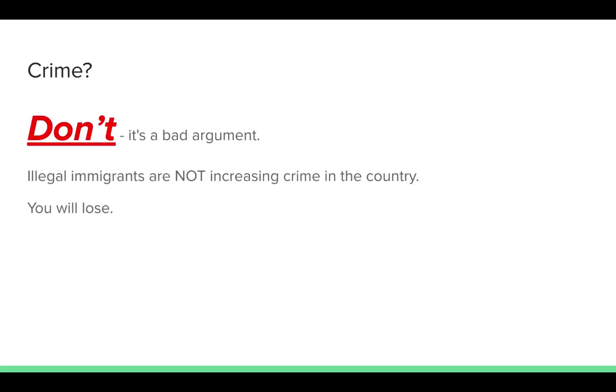Perfect. Crime. You know, everybody's favorite argument in this topic. Here's my advice: don't use this argument. I have to say this again because of the amount of times I've seen people try to use this argument. There are just no statistics on it. It's not very good. Illegal immigrants probably are not increasing crime in the country, and you will lose if you use this argument. If nothing else, even if you believe that this is a true argument, it's still probably just not persuasive. There are lots of statistics against it, and that means it's probably not going to be the best for you to use it.